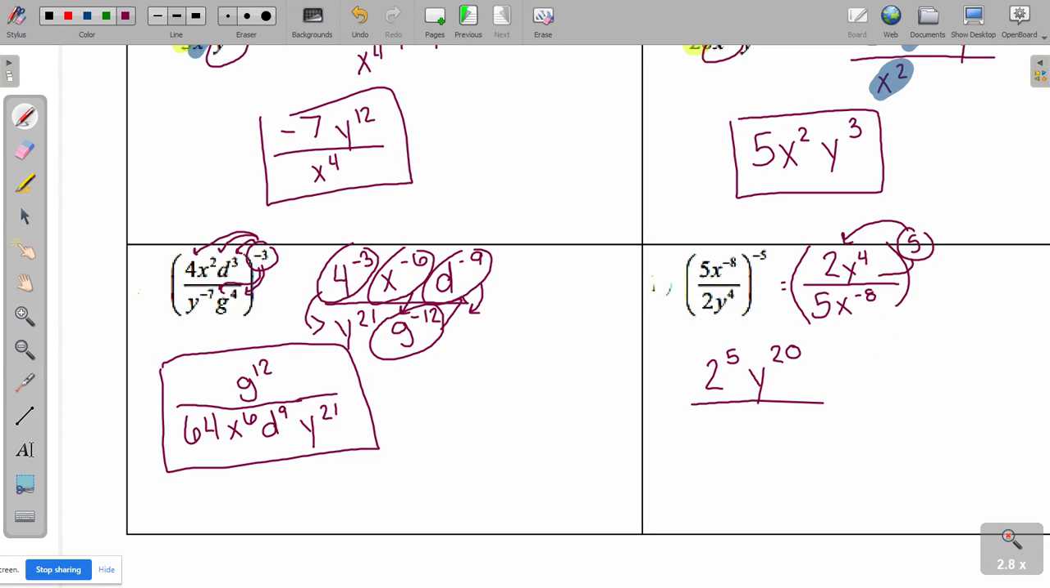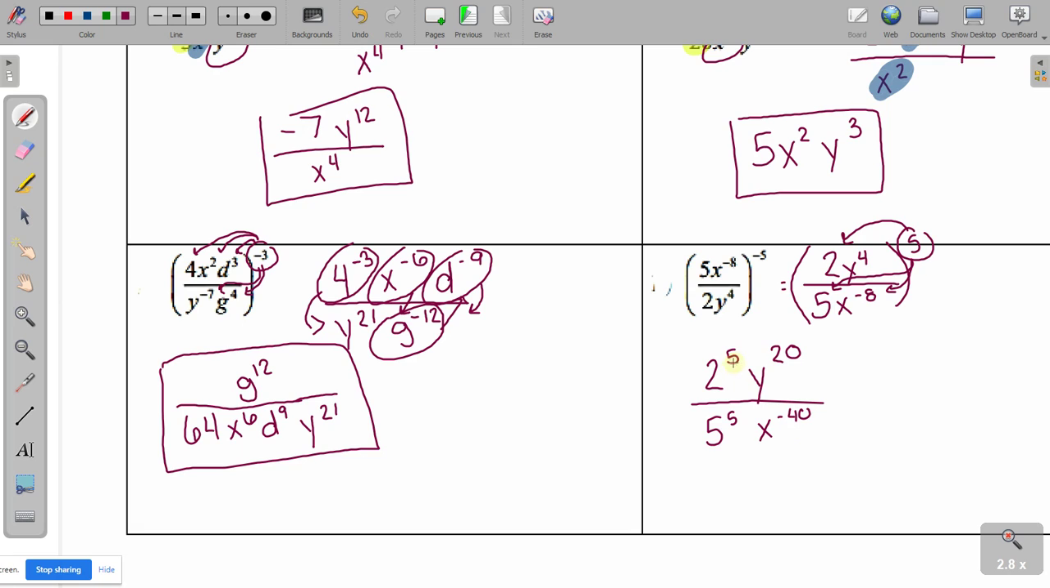And then do the same thing. 5 raised to the 5th power. And then x to the negative 8th raised to the 5th. 5 times 8 is 40, but it's negative. So x to the negative 40th.